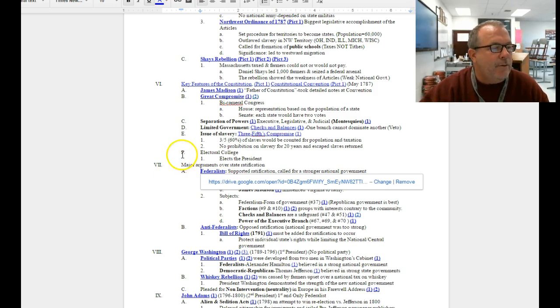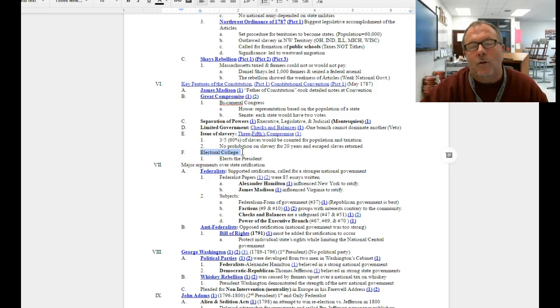The last and final key feature of the Constitution is the idea of the Electoral College. And that is how our forefathers felt like we should elect our presidents. That is by taking the population of a state as represented by the number of representatives in the House of Representatives and Congress and the number of senators that each state has, adding those two numbers together would give that state its electoral vote. In order for a president to win the election, they would have to receive a majority of the electoral votes. Today, that's 270.